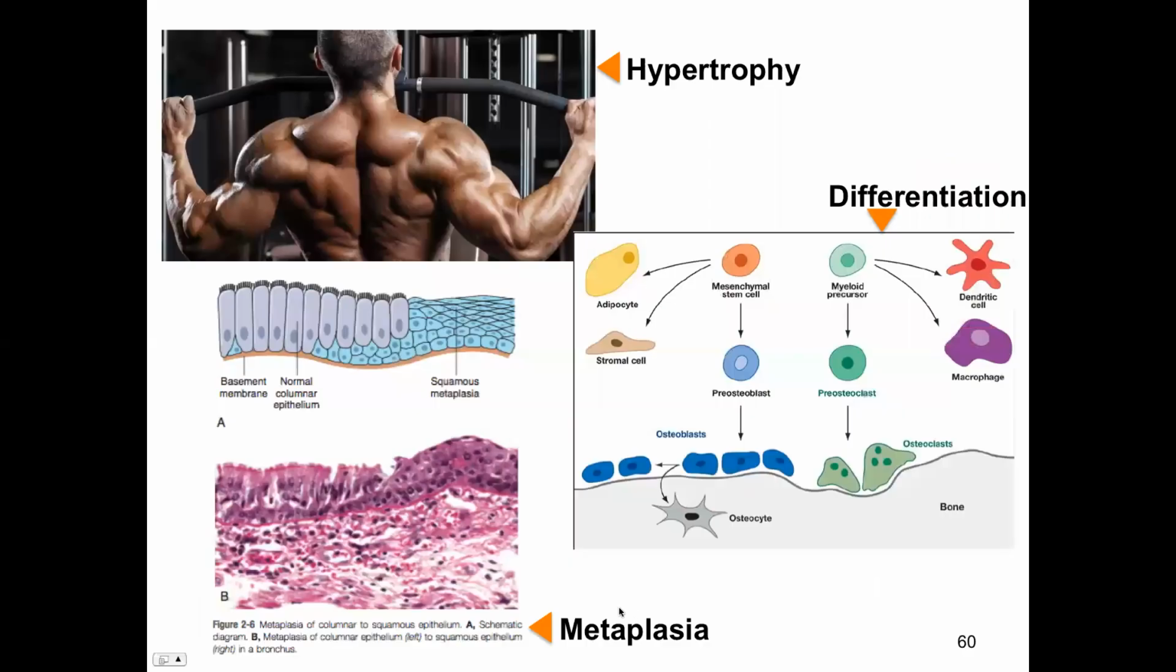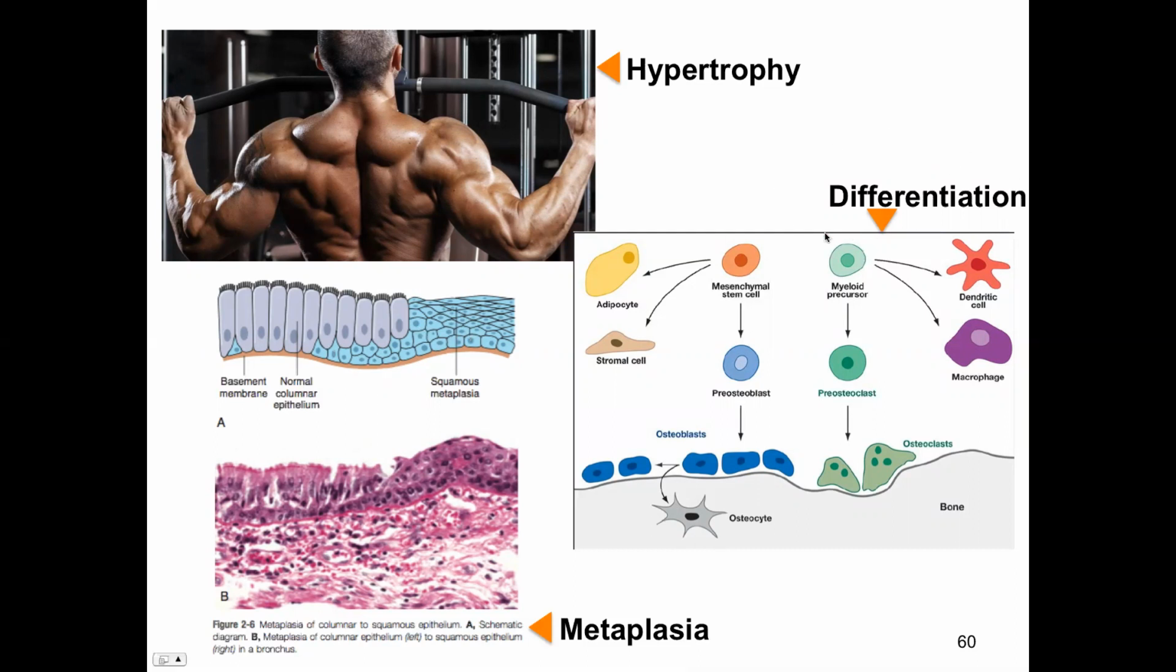Now, here are examples of hypertrophy. Here you can see your muscle cells are getting bigger. You're not getting more muscle cells. You're getting bigger muscle cells. Metaplasia. Again, here you can see an example where you're getting a conversion from one cell type to another. And I have another slide where we talk a little bit more about that.